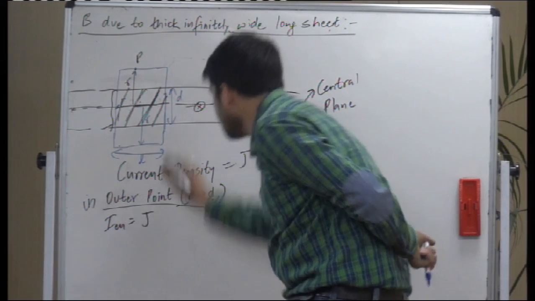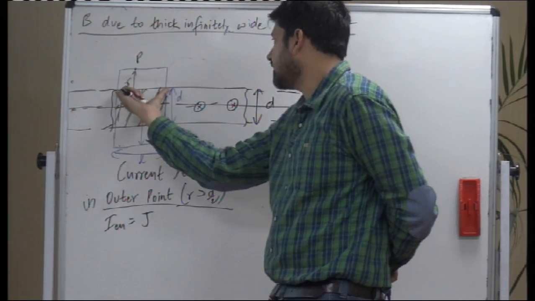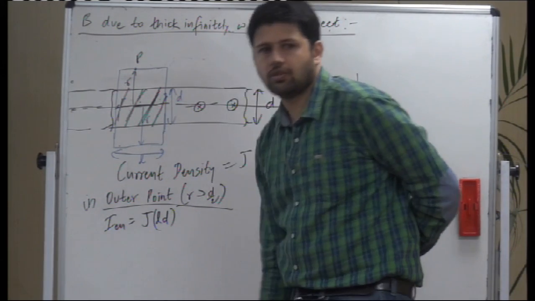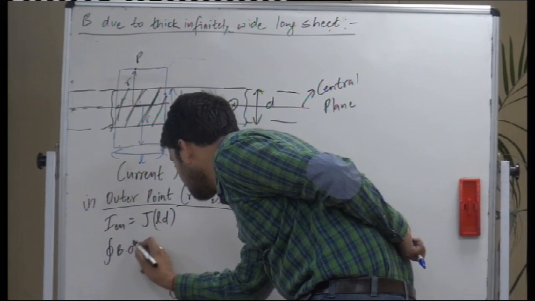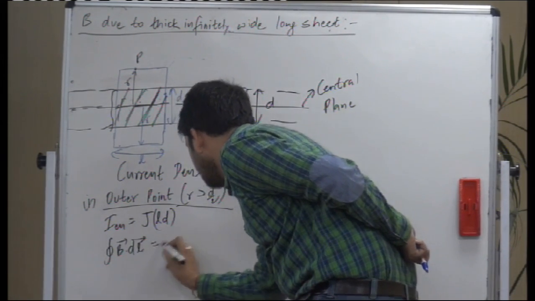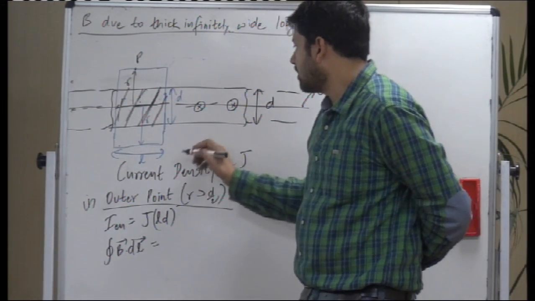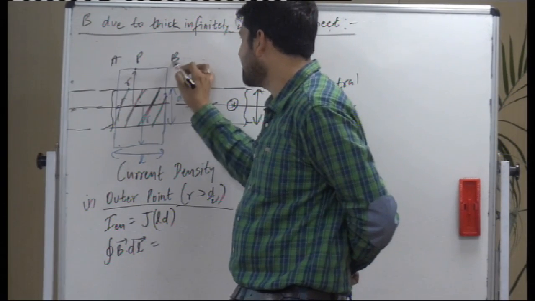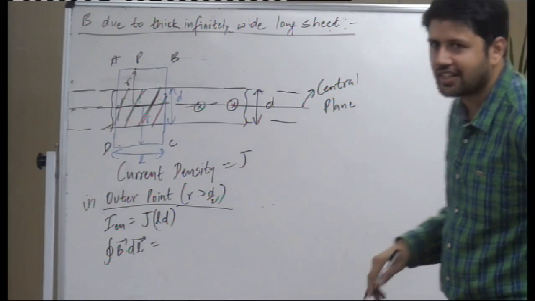J into the area of this shaded region, which is what? The length is L, the width is d, so JLd. Now let's find the closed integral. You already know we have 4 portions. I'll mark the portions correctly this time: A, B, C, D, so that you don't get a negative sign this time.